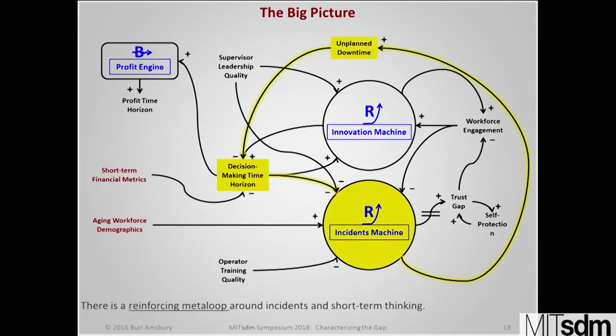And to that point, we have yet another reinforcing loop around incidents. It was already a three-nested deep reinforcing loop. And now we have a further larger meta loop of reinforcement driving down further the pressure on the decision-making timeline. So this stuff can get really entrenched. It's hard to break these cycles if you don't address everything all at once.